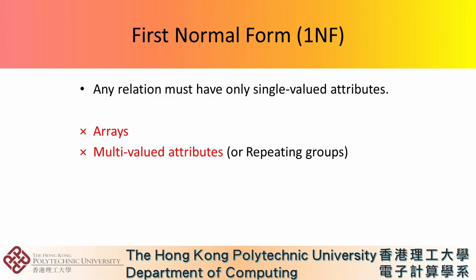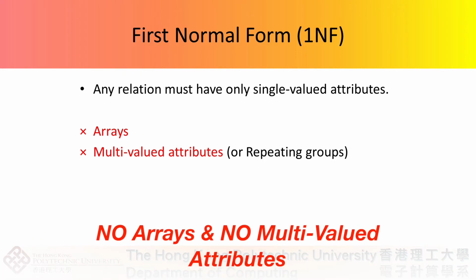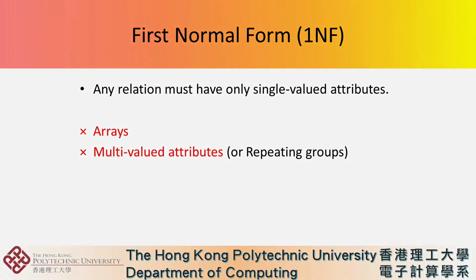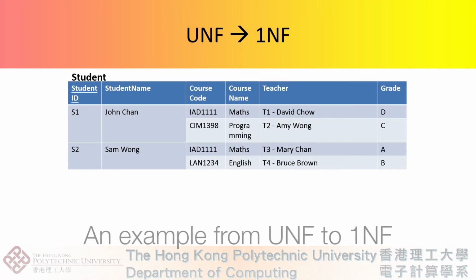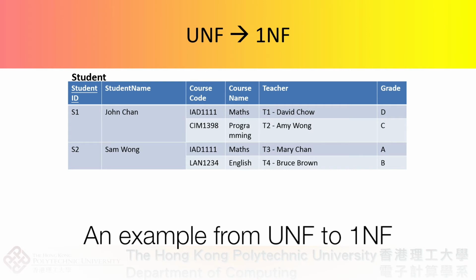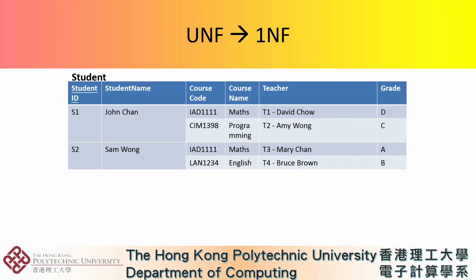The characteristic of first normal form 1NF is that any relation must have only single-valued attributes. This means the data cannot be arrays or multi-value attributes. To convert a table in UNF to 1NF, you should reconstruct the table to make sure that there is no more multi-value attribute anymore. Just like this.